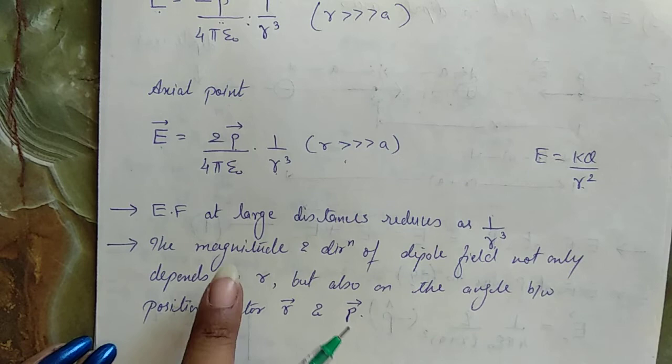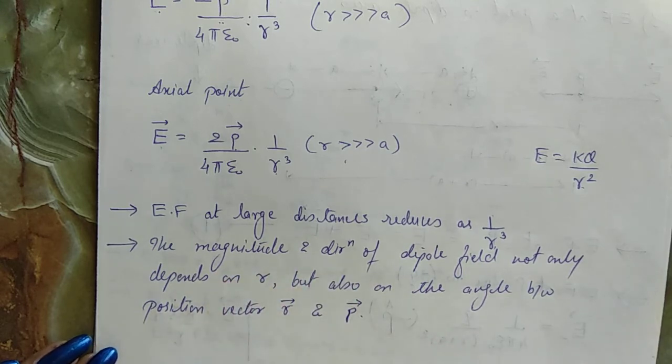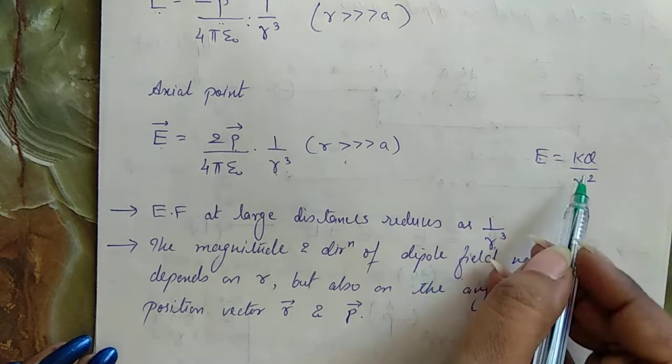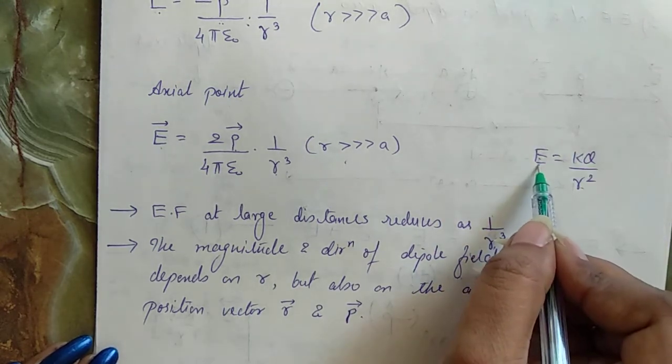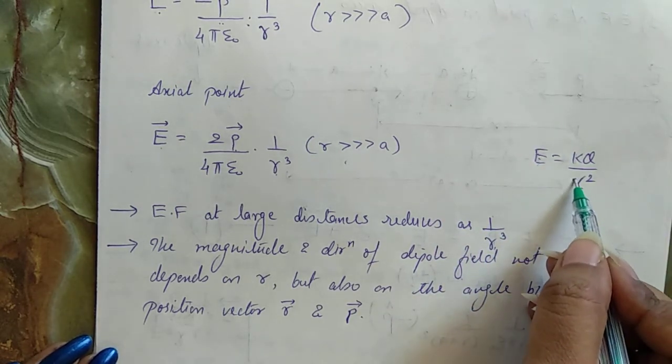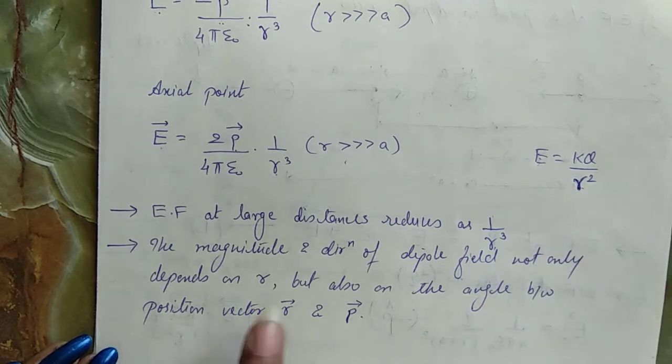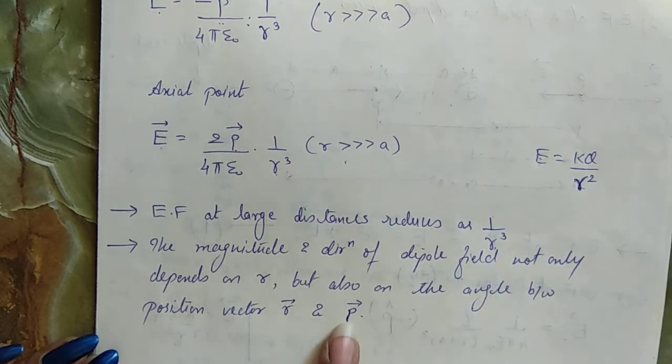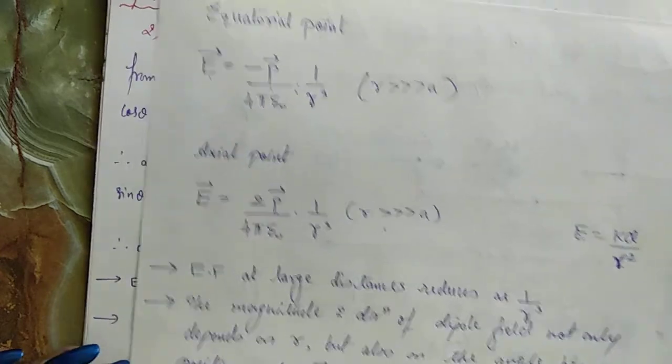One more thing, the magnitude and the direction of the dipole field, they not only depend on r but they also depend on the angle between the position vector r and p. Here, due to a point charge, the value of electric field depends only on r, but here it depends on r and the angle between r and p also.